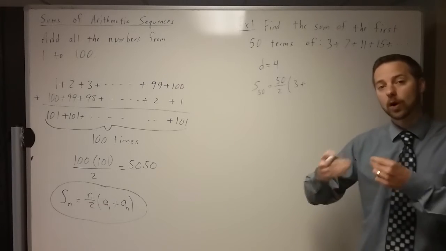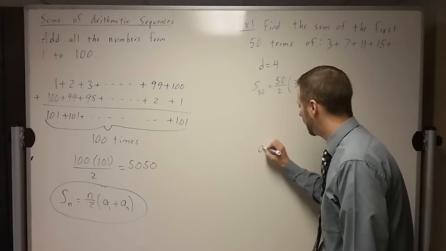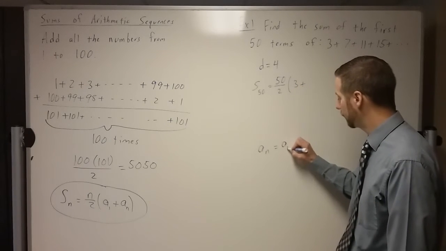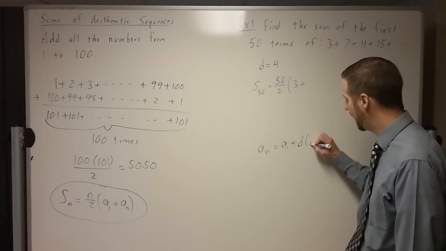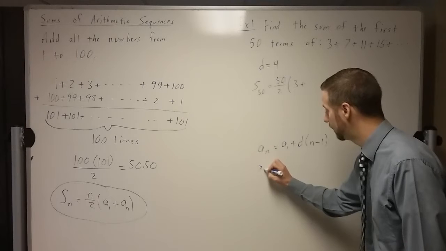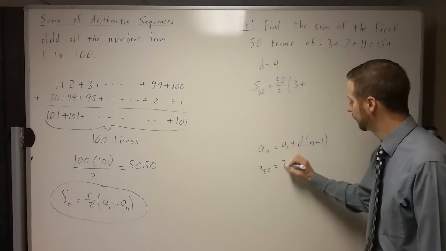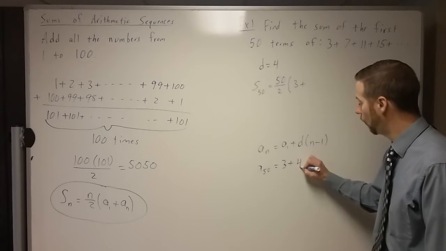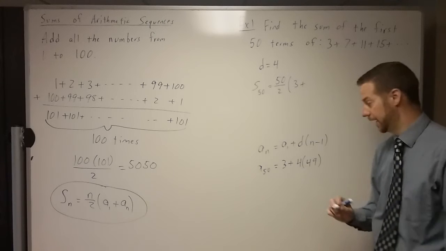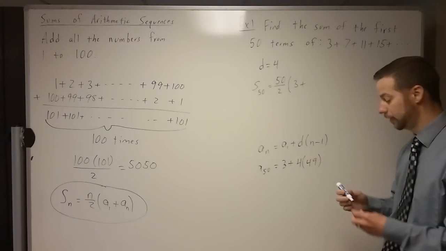However, this is where what we did the other day comes into play. Do you remember the other day we said to find the nth term of an arithmetic sequence, we do the first term plus the common difference, n minus 1 times. So to find the 50th term of this particular sequence, the first term is 3, plus the common difference, which is 4, times 49. 49 because we're looking for the 50th term, so n is 50, and 50 minus 1 is 49.